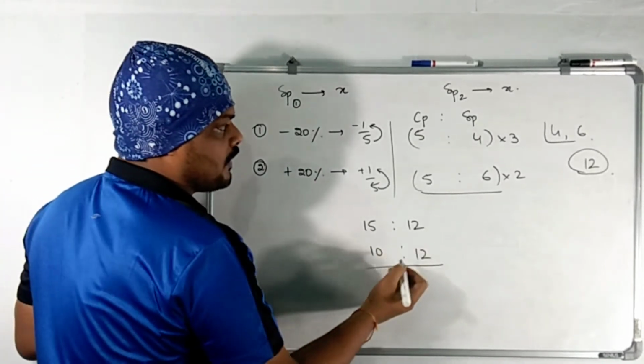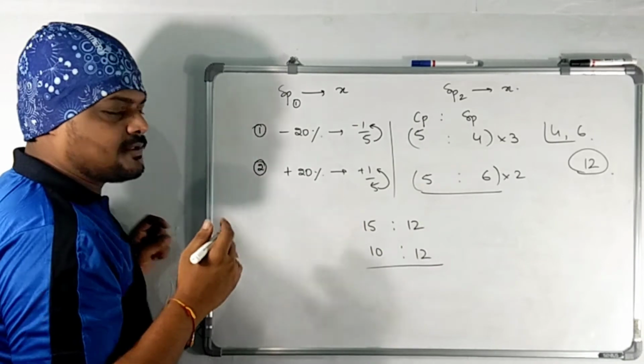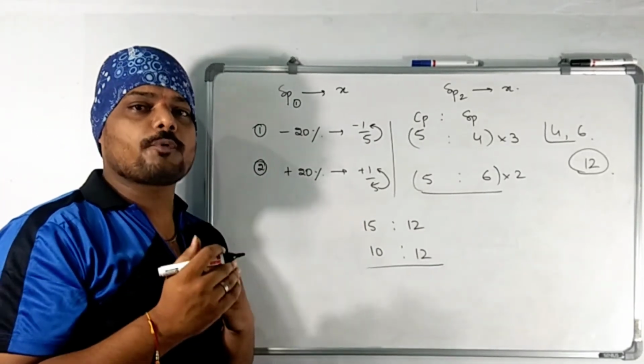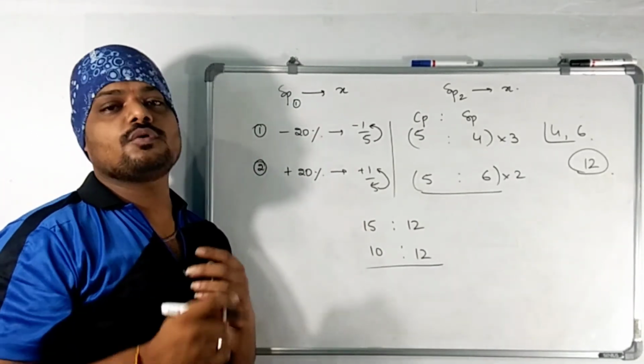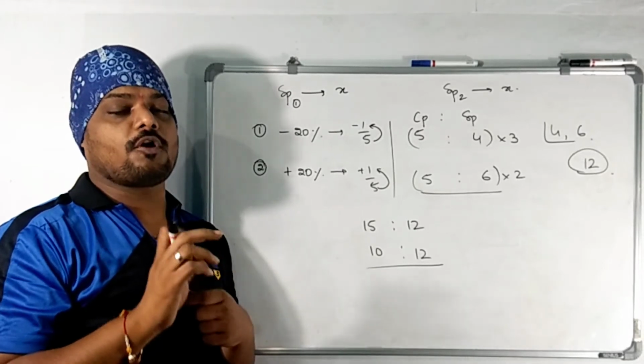So after this, what is the condition of the question? Overall profit or loss percentage. How do you get the overall loss or profit percentage?